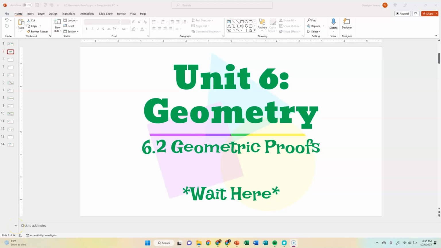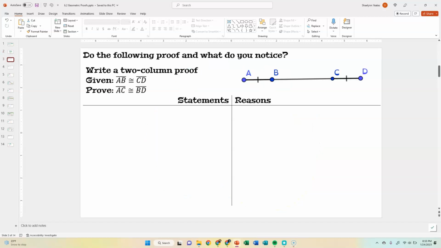All right, so we're meeting here on day 2 of Unit 6. We're talking about geometric proofs. Woo! I know, you're super excited.